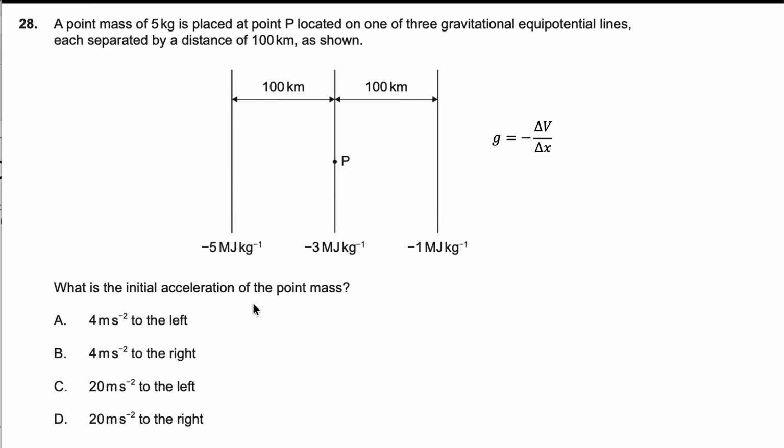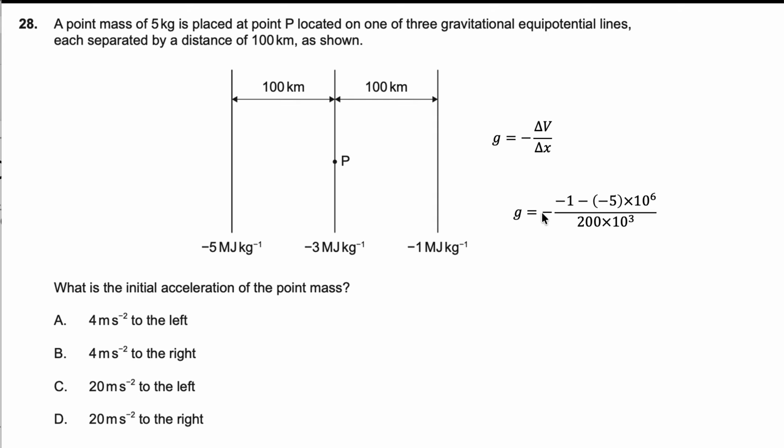We've got our equipotential lines. Remember, equipotential lines cut our field lines at 90 degrees, and so therefore our field lines are going to be kind of along these 100 kilometer arrows as well. Now, all we have to do here is think about the values. What we're going to do is think about delta V and going from this point here to this point here. So from left to right.